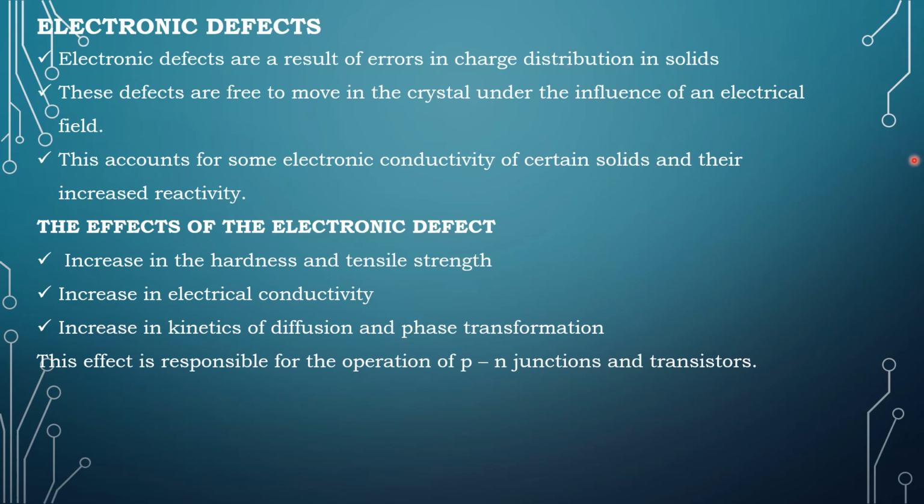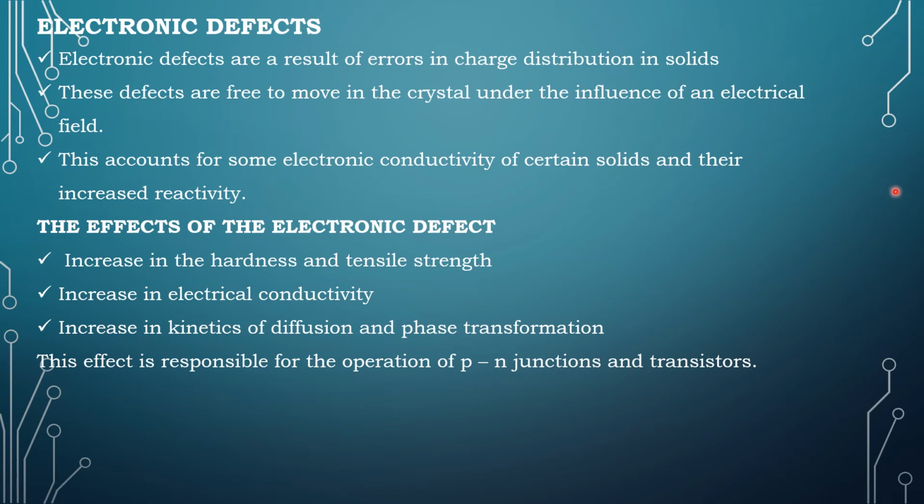Electronic defects are a result of errors in charge distribution in solids. So these defects are free to move in the crystals under the influence of an electrical field. So this accounts for some electronic conductivity of certain solids and their increased reactivity. This is nothing but when an electric field is applied, the atoms or the ions can just move around in the solids. Okay, that is called as electronic defects.